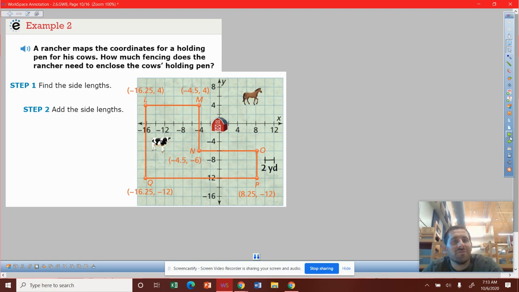Example number 2, a rancher maps the coordinates for a holding pen for his cows. How much fencing does the rancher need to enclose the cow's holding pen? Find the side lengths, add all the side lengths up. So we're building a fence here. We have to be careful and take good notes as far as what sides I have already calculated and which sides I still need to calculate.